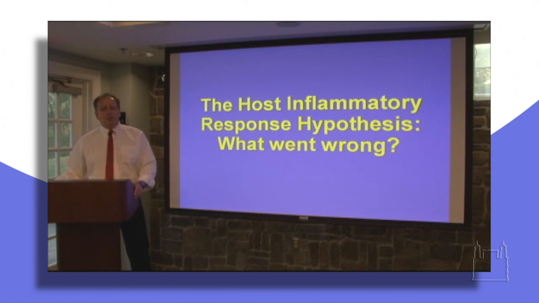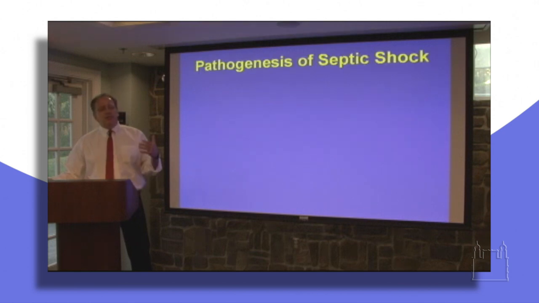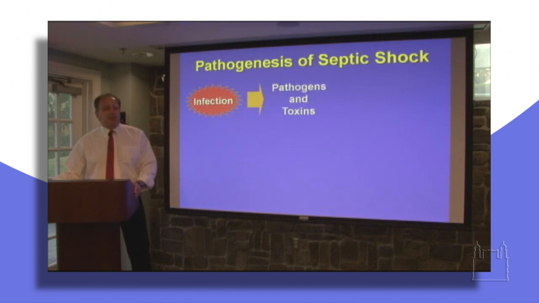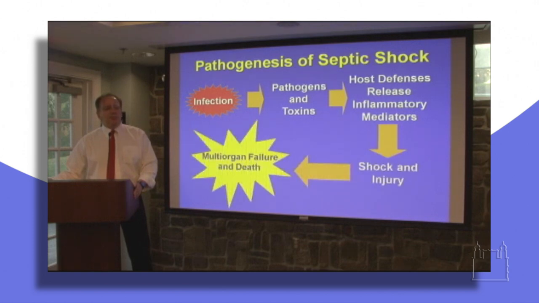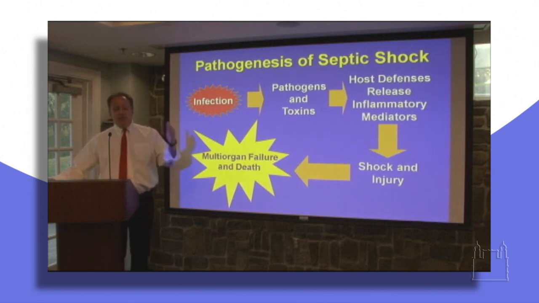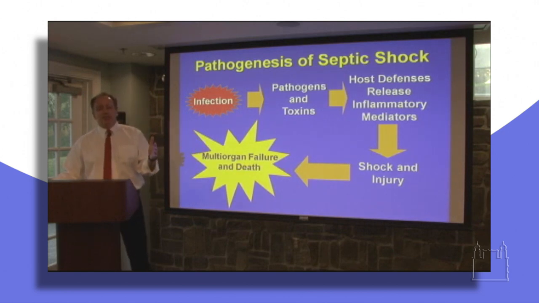So the first question we asked is why? Now, this is why we think anti-inflammatory agents should be beneficial. This is the pathogenesis of septic shock that we believe is correct. And we still believe it's correct today. You have a nidus of infection, pneumonia, a urinary tract. It overwhelms the host and pathogens and toxins are released. The host releases inflammatory mediators, and these inflammatory mediators are to fight the infection, but it's an over-exaggerated response. And these inflammatory mediators then cause shock and injury and result in multi-organ failure and death. We still believe that this is the pathogenesis of septic shock.